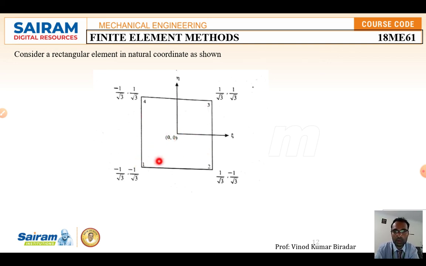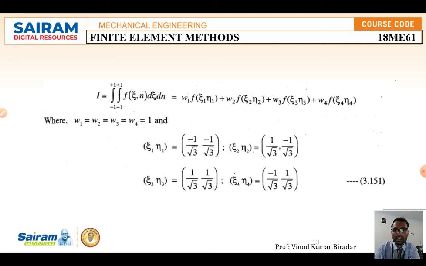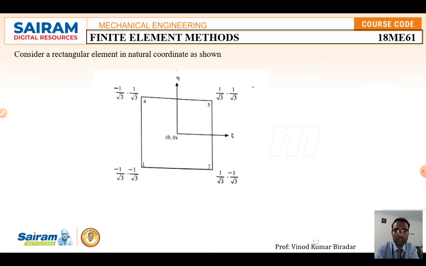Here at node number 1 the values are -1 divided by square root of 3, -1 divided by square root of 3. We already calculated this with the help of the 2-point formula. If you substitute I as the double integration, you are going to get this equation: w1 f of zeta 1, eta 1. Similarly for the second node, third node, fourth node, where w1 w2 w3 w4 equal 1. If you simplify, you are going to get these values. You have to keep these values here, that is -1 by square root of 3, -1 by square root of 3.